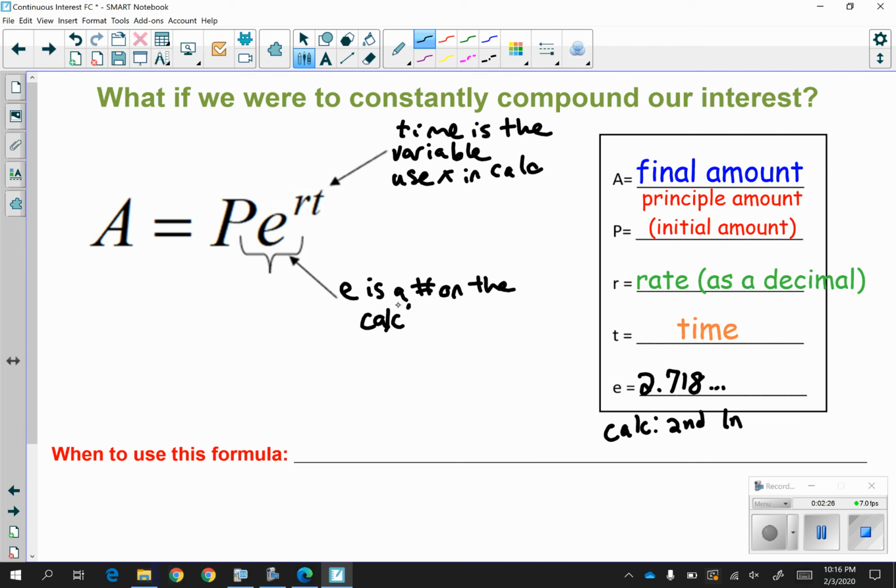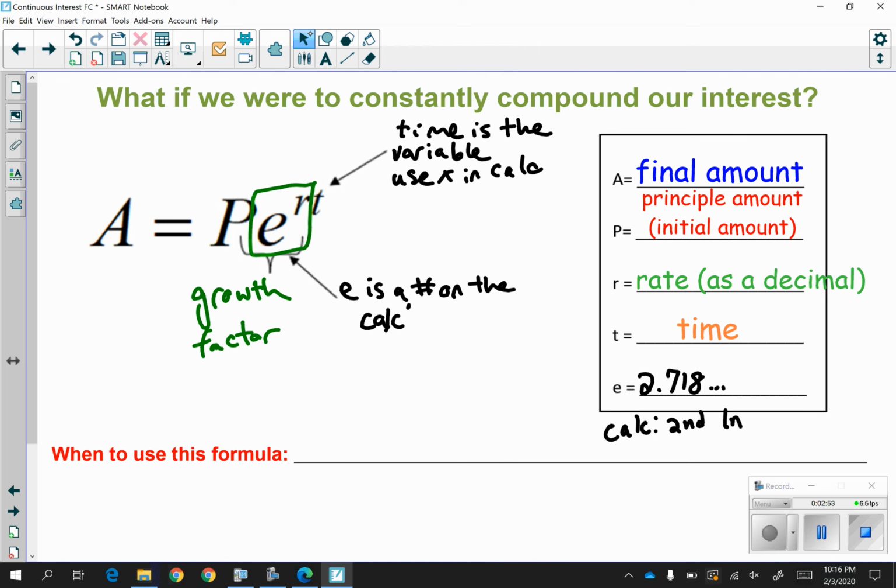And like yesterday, your growth factor is not E because E is not your base since there's something else in the exponent attached to the time. Your true growth factor is e to the r. And that's going to show you how much you're truly increasing for your interest each and every year.